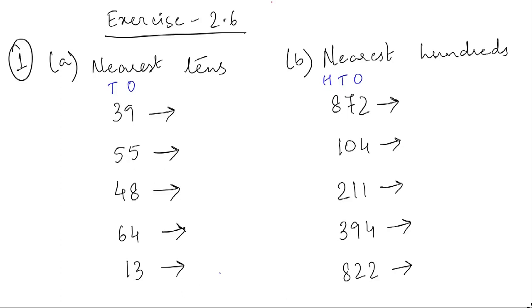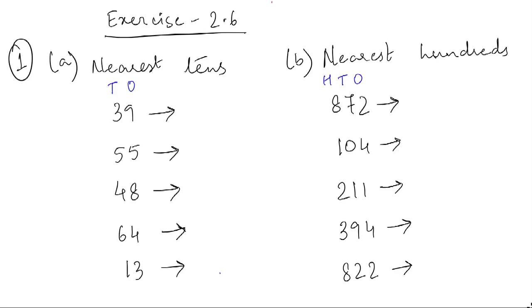Question number 1 is to round off the following numbers to the nearest tens, hundreds and thousands. Number A, we are going to round off the numbers to the nearest tens. There are 5 numbers. The first one is 39.